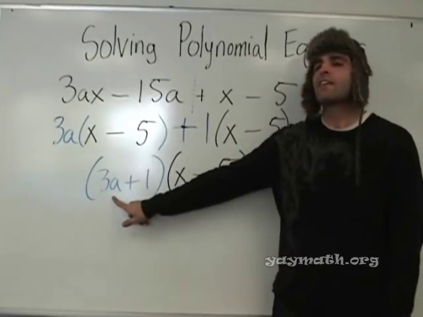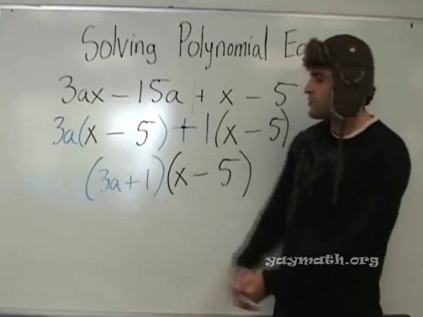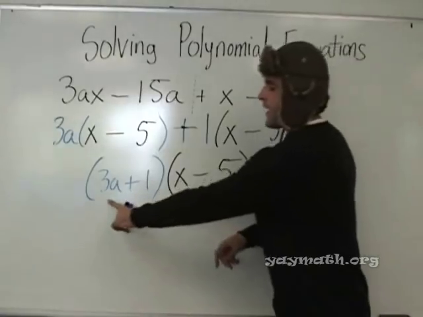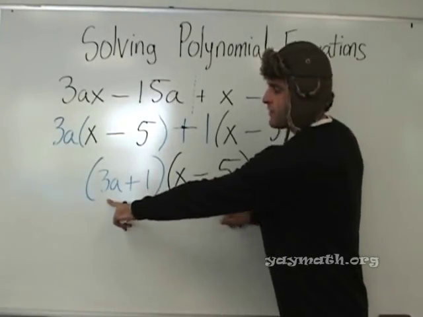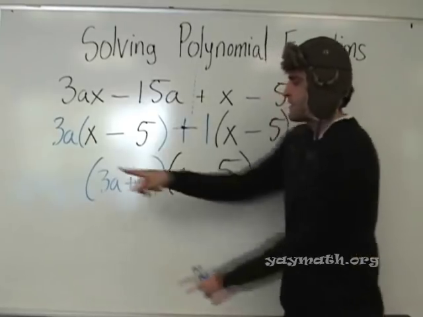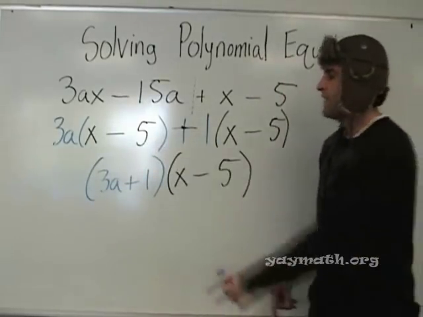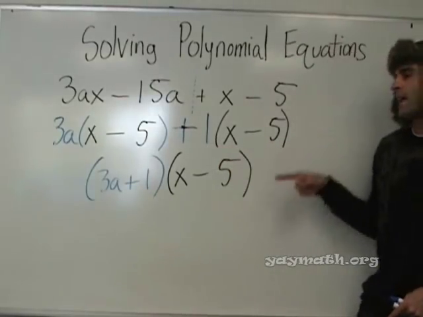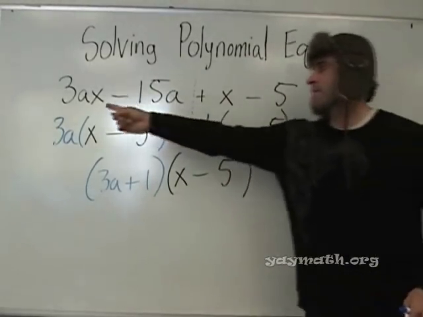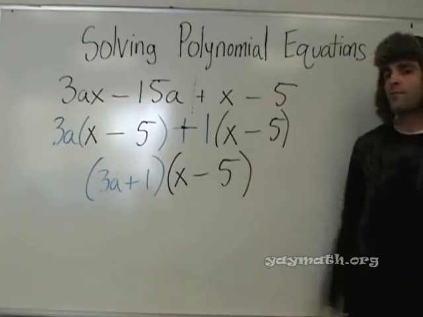So now, check it out. If we're doing a foiling system, would you agree that 3a would be multiplied by this, then that? That's foiling. 3a times this, then that is here. And then we'd switch to 1. 1 times this, then that is here. And now if you FOIL it out, you'll get 4 terms, and here they are. So that's 4-term factoring.